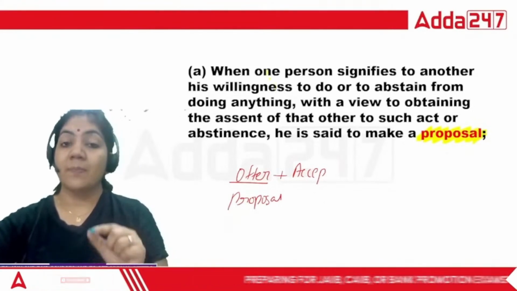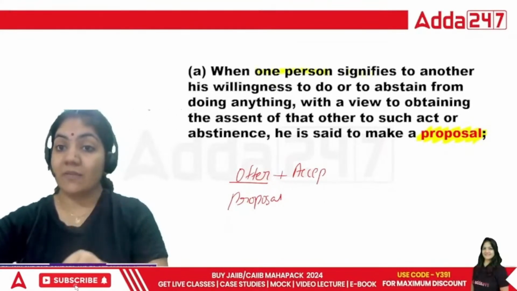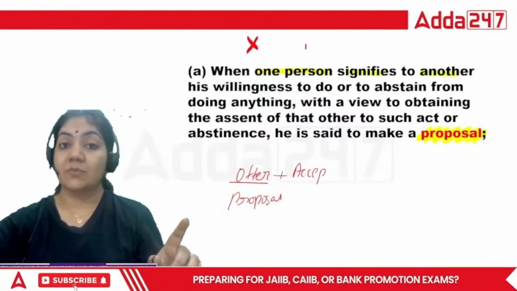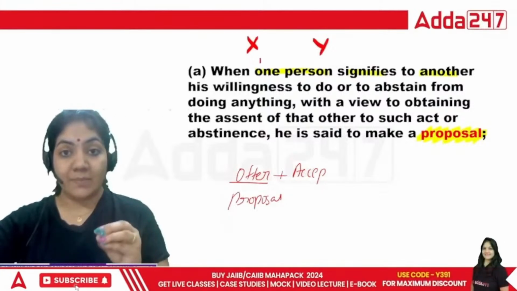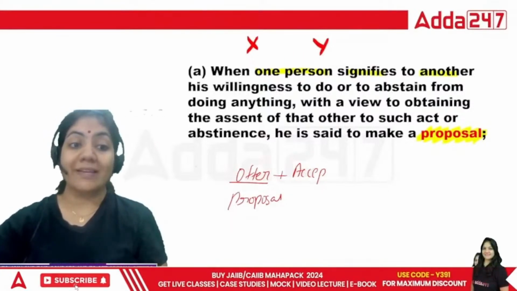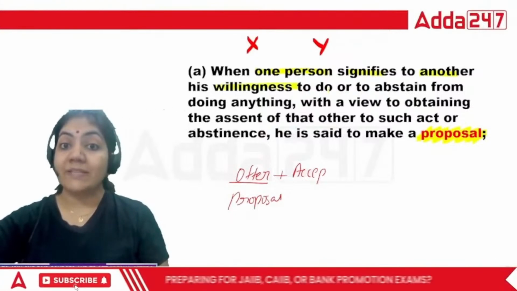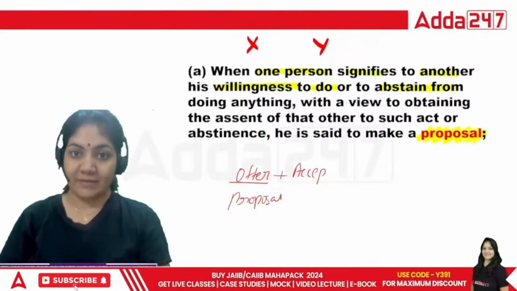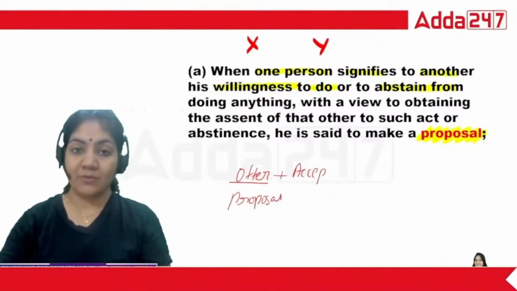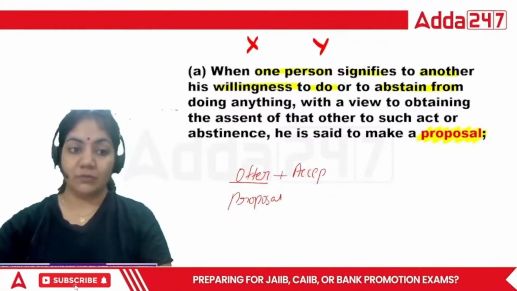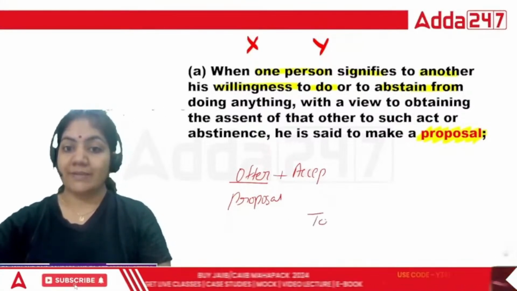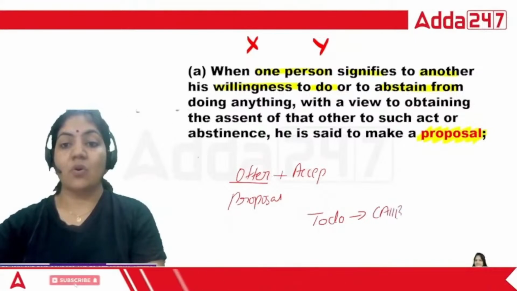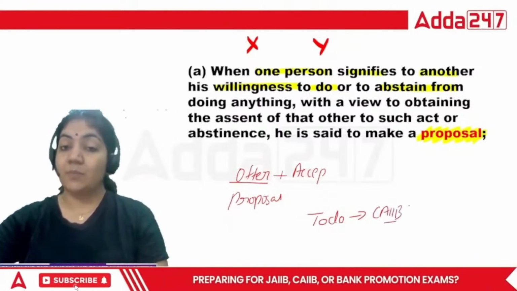So what is offer? When one person signifies to another, it means in the offer there must be two persons. Suppose X and Y are two persons. So one person signifies to another his willingness to do and to abstain from doing. To do means a positive act and abstain means not. Just like the example of the CAIIB selection batch, you want to purchase it. So that is a positive act.